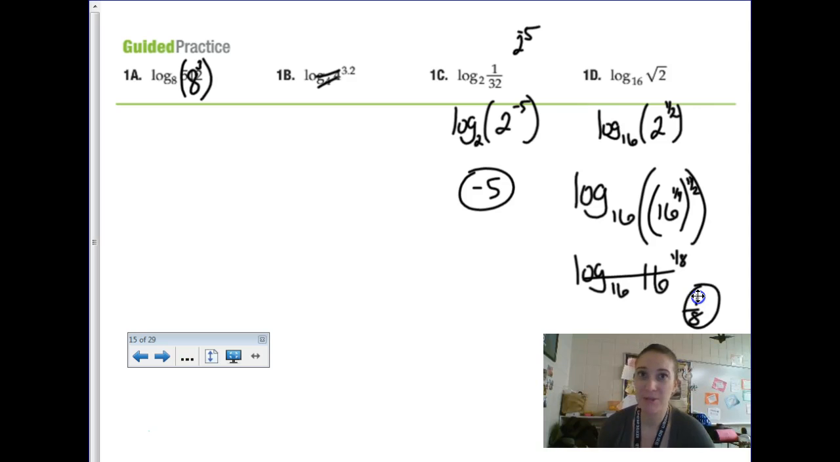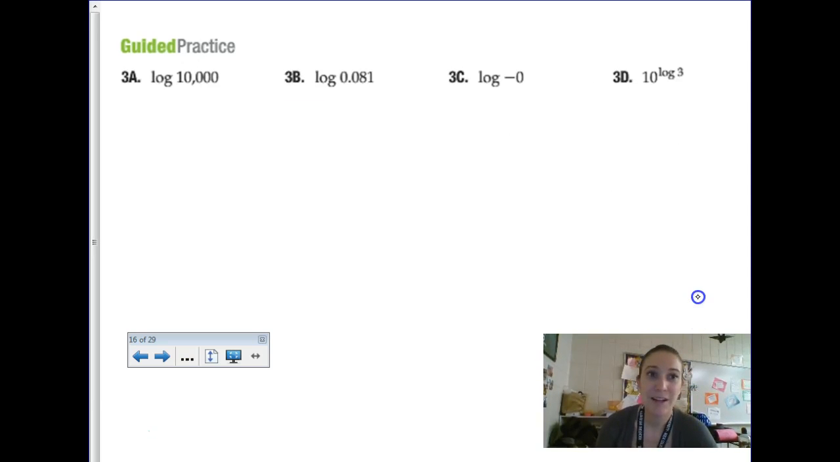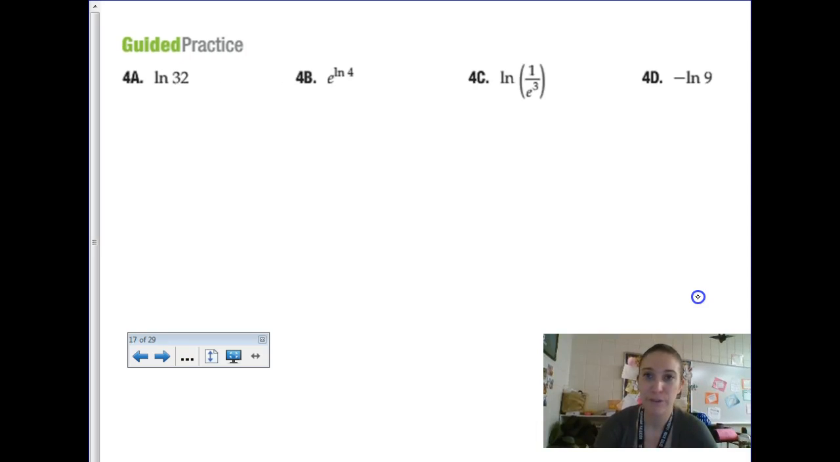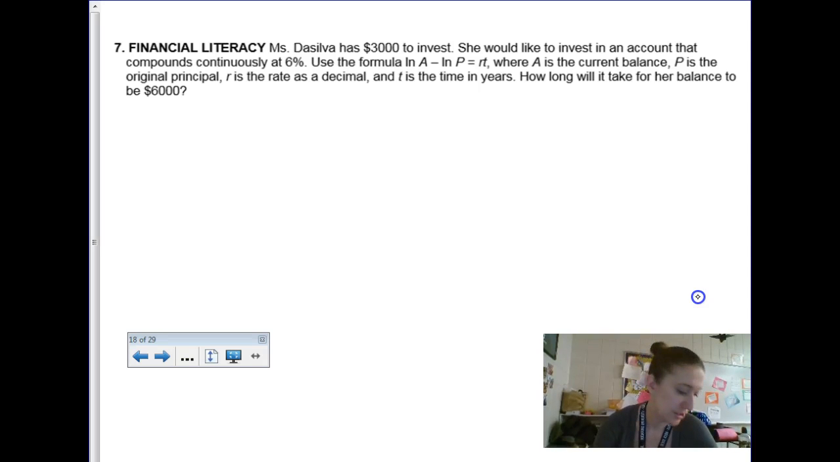Okay, I promise you I will never give you one that nasty on a no calculator test. Oh my goodness, that'd be awful. Alright, so again, more guided practice. These are all common logarithms, so not a lot of fun. Alright, moving along to financial literacy again.